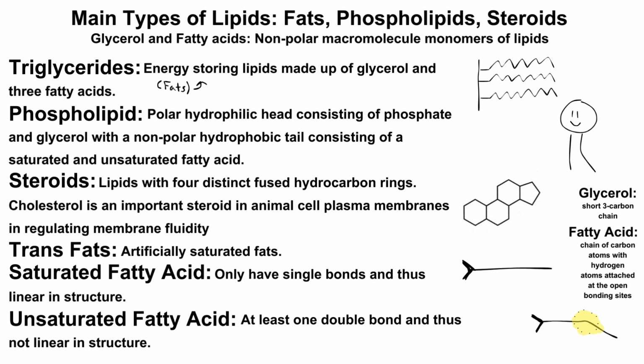Steroids are also lipids with 4 distinct fused hydrocarbon rings, and cholesterol is an important steroid in animal cell plasma membranes in regulating membrane fluidity. Trans fats are artificially saturated fat. There are 2 kinds of fatty acids: saturated, which only have single bonds and thus are linear in structure, and unsaturated, which contain double bonds and are not linear in structure.